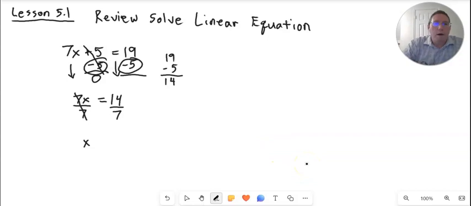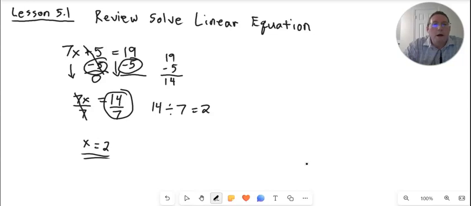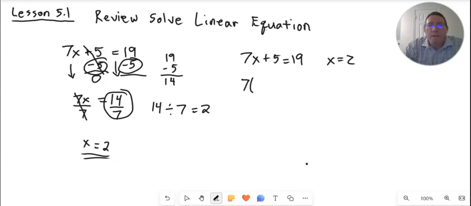So we canceled, and that's usually what we're doing: we're trying to get it to where it's just x by itself. And then here, 14 over 7 means the same thing as 14 divided by 7. How many times does 7 go into 14? It goes in twice, so 14 divided by 7 is 2. So up here in this equation, 7x plus 5 equals 19, we can say that x is equal to 2, and we can prove it. We can rewrite this as 7 times 2 plus 5 is equal to 19. 7 times 2 is 14. 14 plus 5 is indeed equal to 19.